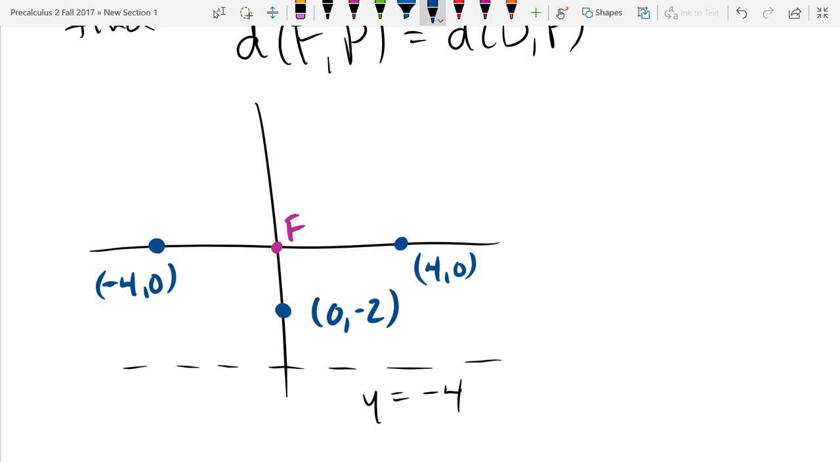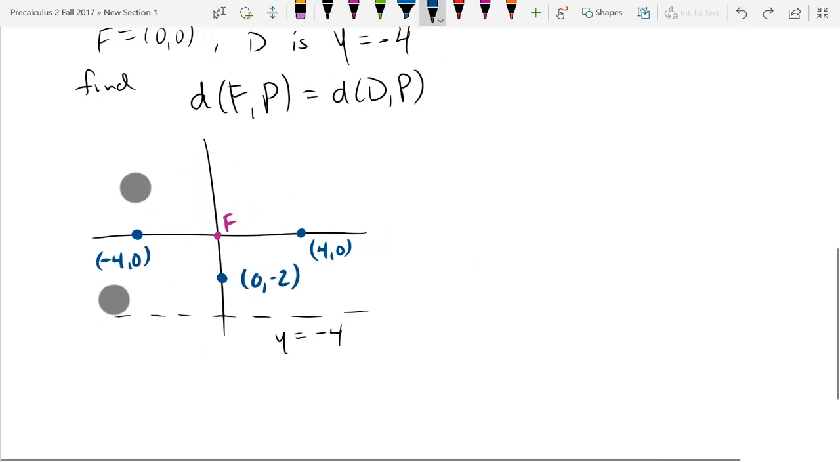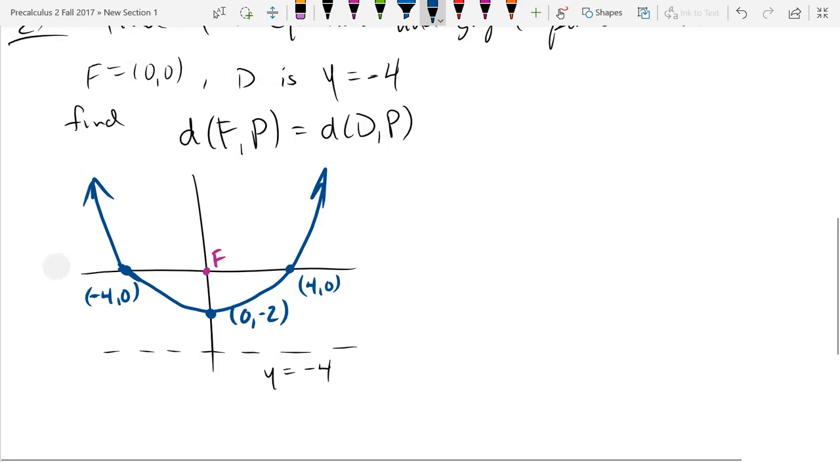So you should have gotten plus or minus 4 on the x-axis. And the reason for that is, if you measure over to the focus, you get 4, and then you measure down to the directrix, you also get 4. So it's the same distance to the directrix as the focus. So from here, it should be pretty clear what the parabola is going to look like. All right, there's the graph of our parabola.